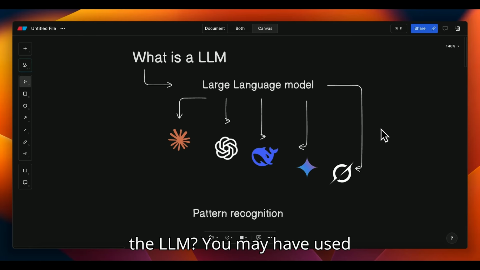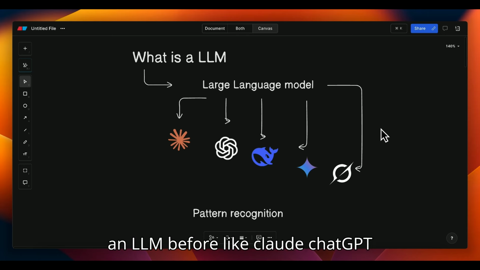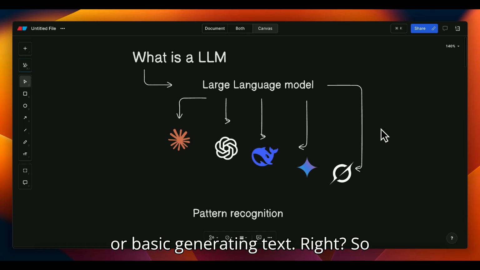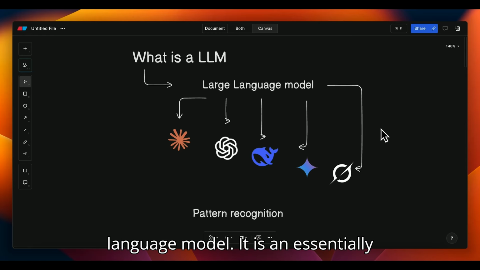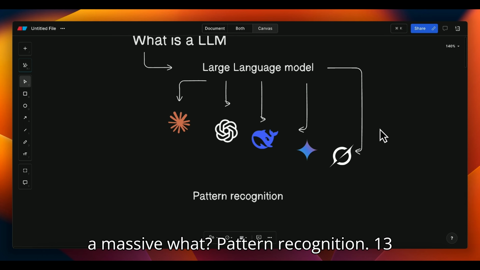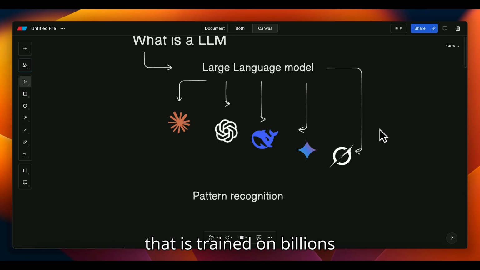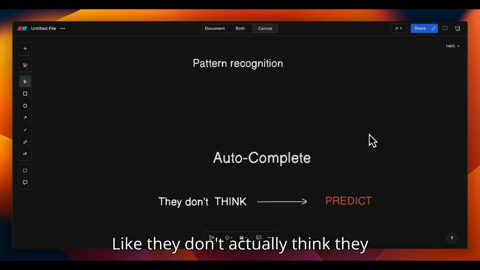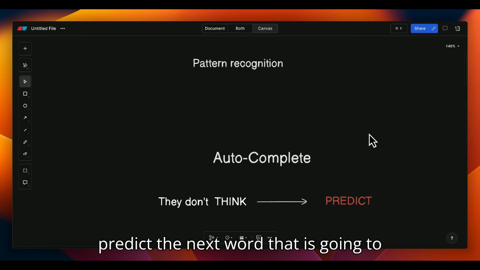What is a LLM? You may have used an LLM before, like Claude, ChatGPT, DeepSeek, Gemini, Grok, for writing codes or basic generating text, right? So LLM is nothing but a large language model. It is essentially a massive pattern recognition machine that is trained on billions of text examples. So we may actually say it is the most advanced and sophisticated autocomplete. They don't actually think; they predict the next word that is going to happen.